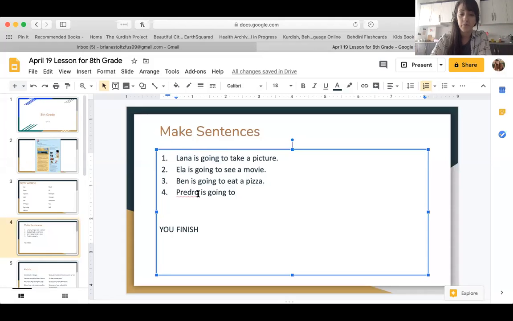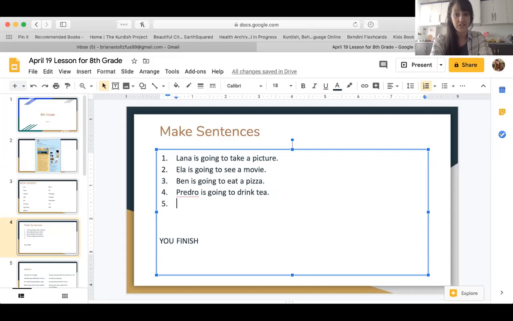Now, let's do number 4. Pedro is our subject. Pedro is going to, what is he going to do? Drink tea. Tea is a non-count noun. So we could say drink some tea or just drink tea, but we don't say drink teas. Drink tea.